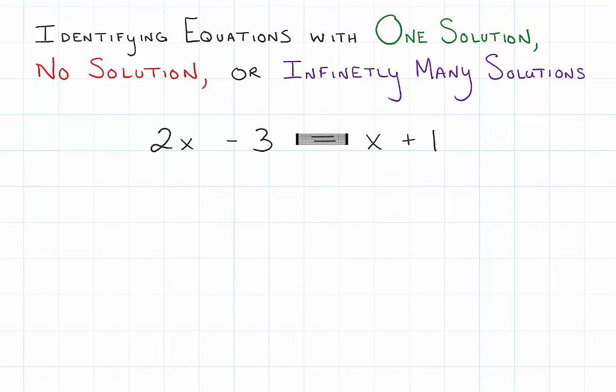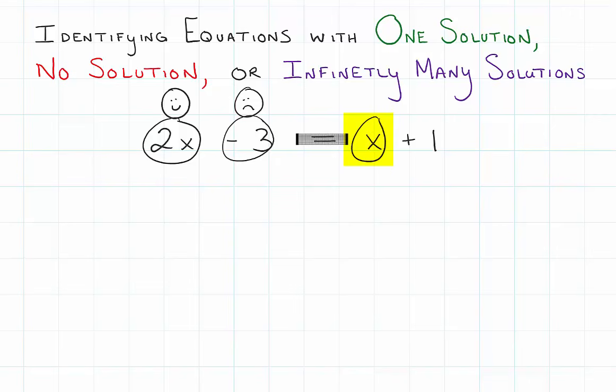The very first thing that we always do is circle our terms. I'm going to put some faces with it as well. I've got a positive 2x. I've got a negative 3. There's only one single x here, so I know it's just 1x, and there's no sign, so I know that it's also going to be a positive. Now you can put a 1 in front of it if you want to or not. And then I have a positive 1.